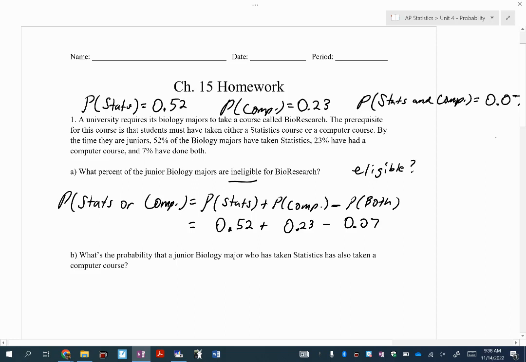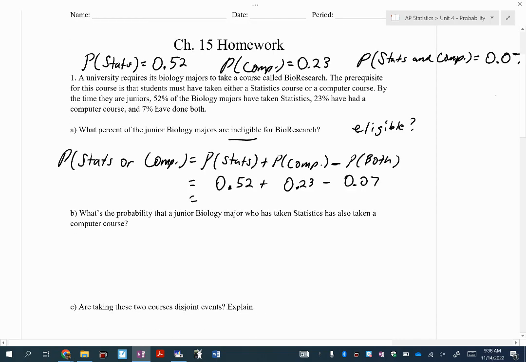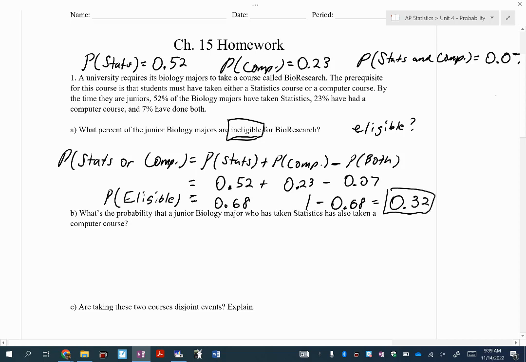All right. So let's go ahead and do it real quick. I hope you know this is not the answer, right? This is not the answer. This is just the probability of the juniors that are eligible to take this bioresearch course. What is the probability that they are eligible? Was it 0.68? Yes? All right. So this is eligible. Okay, but again, we don't want eligible. We want ineligible. So let's go ahead and do 1 minus 0.68, which is going to give us 0.32.